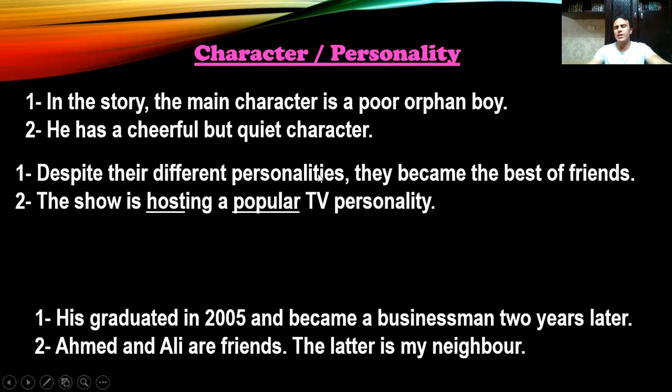Despite their different personalities، بالرغم من سماتهم المختلفة أو شخصياتهم المختلفة، they became the best of friends. ممكن نقول لك different characters برضو، قلت لك الاثنين هنا معناها واحد. انما لما تيجي شخصيه في كتاب او في قصه ما تقولش personality خالص. طب the show is hosting a popular TV personality. What's the meaning of personality here? Personality means a famous person.